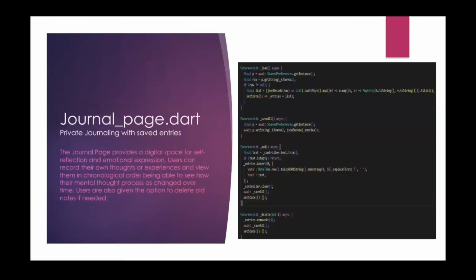And now we have the journal page. All right. The next thing we implemented was a journal page, which is probably my favorite feature that we've implemented. The journal page provides a digital space for the users for self-reflection and emotional expression, where they can jot down their own thoughts and experiences and view them in chronological order, and being able to see how their thought process has changed over time.